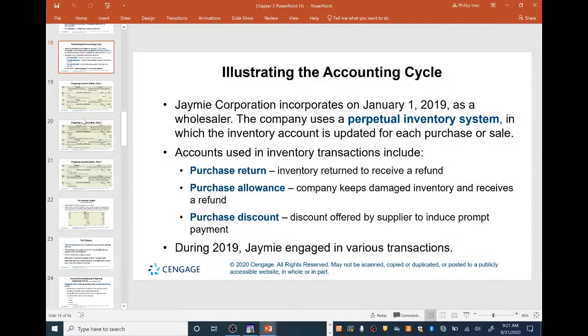So let's illustrate the accounting cycle for a second. Okay, so Jamie Corporation incorporates on January 1, 2019 as a wholesaler.